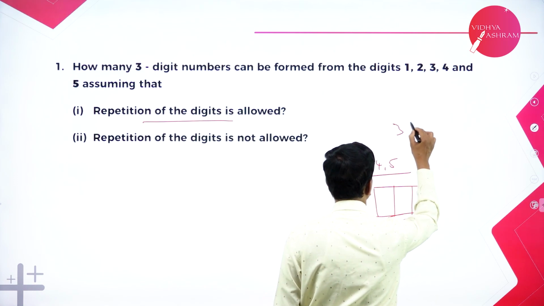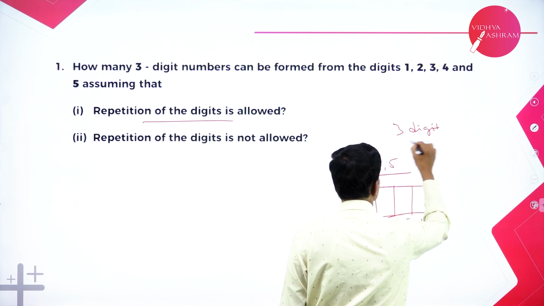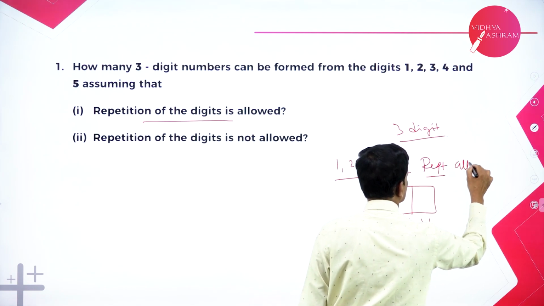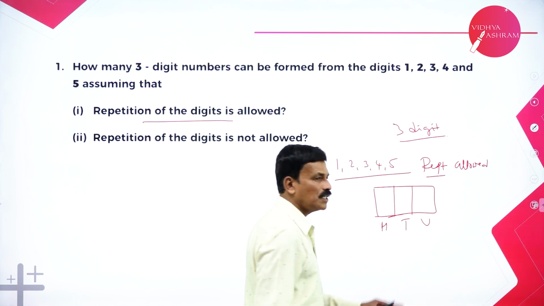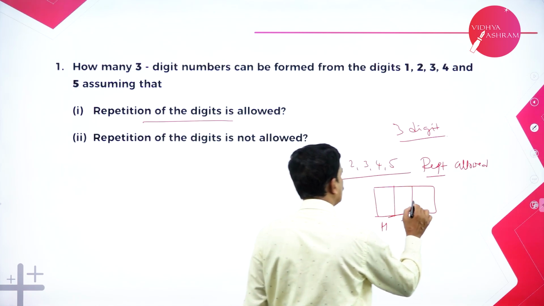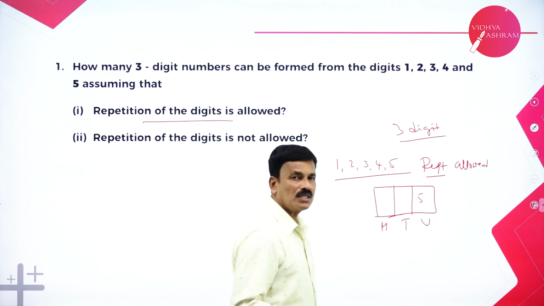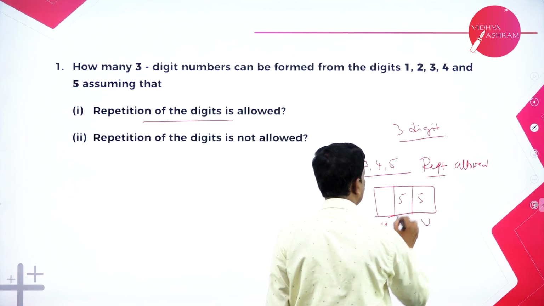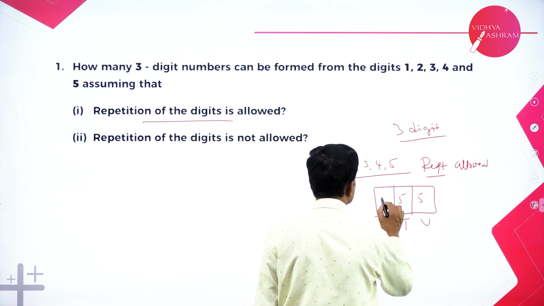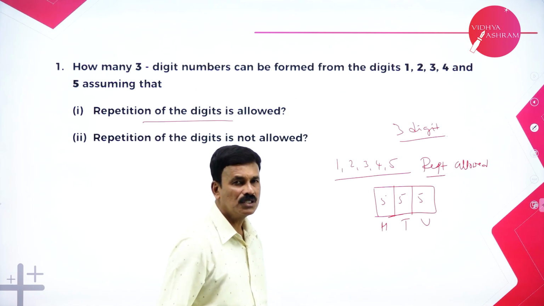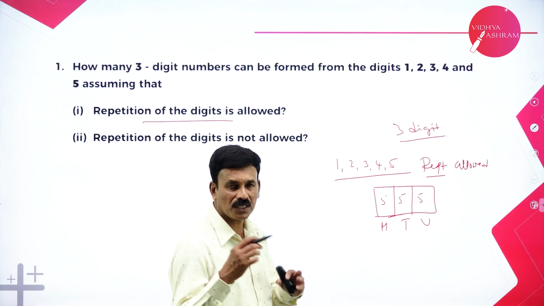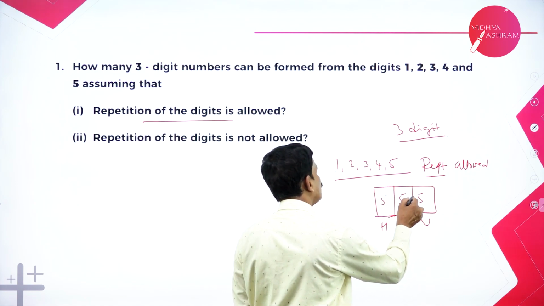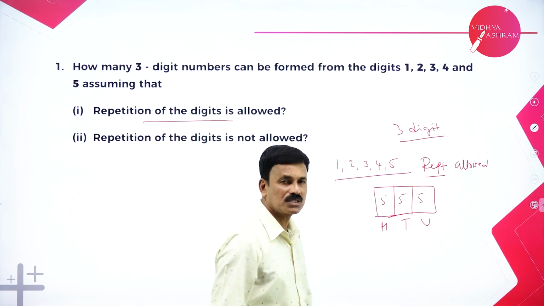So we want to form a 3 digit number. If the repetition is allowed, the unit place can be filled in 5 ways, the remaining 10th place can also be filled in 5 ways, and the 100th place can also be filled in 5 ways. Repetition allowed means the unit place, 10th place and 100th place can all be filled by any of these numbers, right?